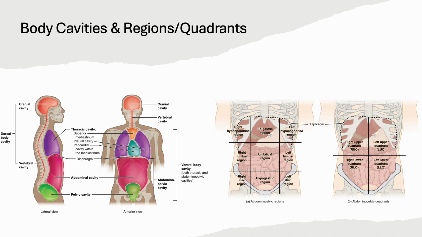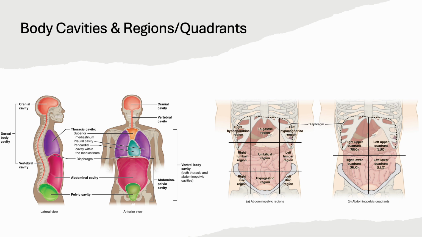And the body cavities include these colors, which is the cranial and vertebral cavity, which both of those together are the dorsal cavity. And then we have our thoracic cavity, which includes superior mediastinum, pleural cavity, pericardial cavity within there, and the diaphragm, and then the abdominal cavity, which is the biggest one, and the pelvic cavity. And then we see the ventral body cavity is all of these together.